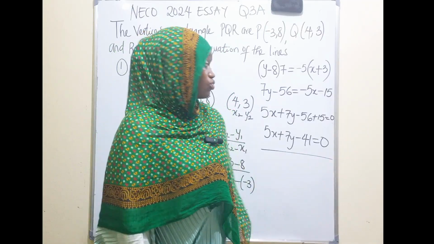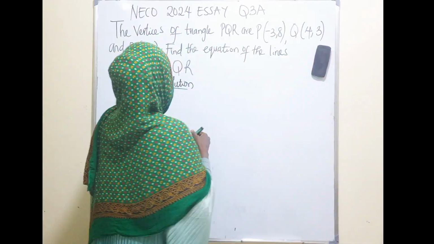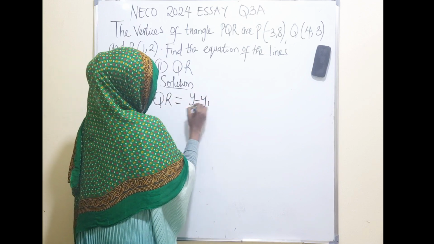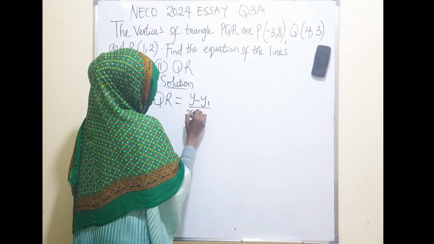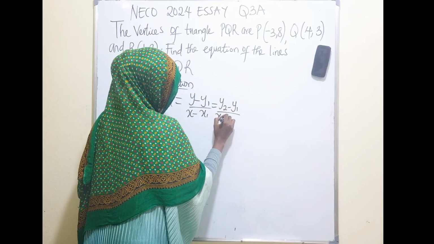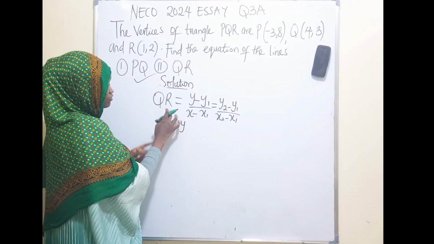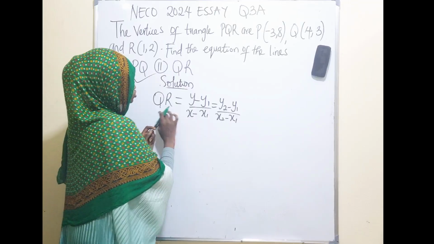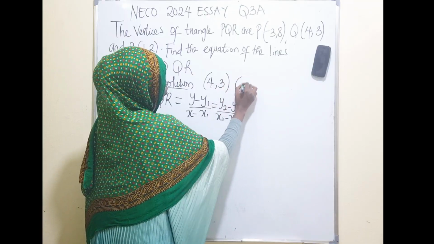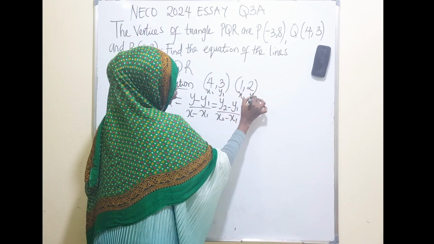So now let's move on to the next one, which we're required to find for line QR. So for line QR, using the same formula, y minus y1 over x minus x1 is equal to y2 minus y1 over x2 minus x1. So let's bring out the values for Q and R. For Q we have 4, 3, and then we have 1 and 2. So this is x1, y1, x2, y2.